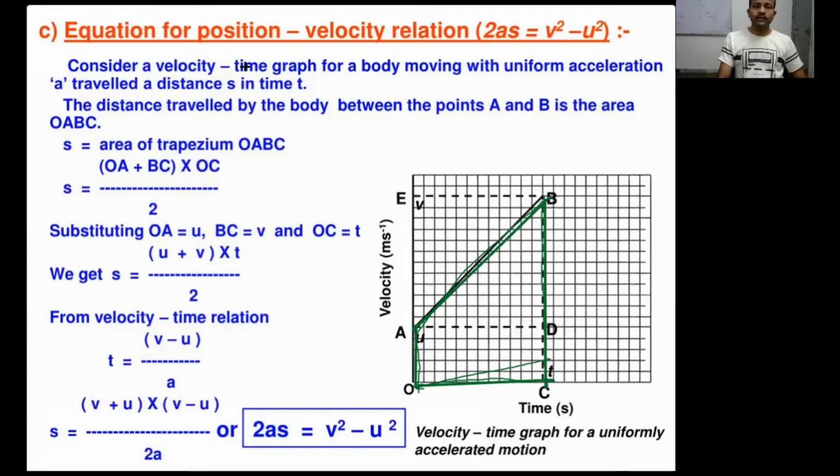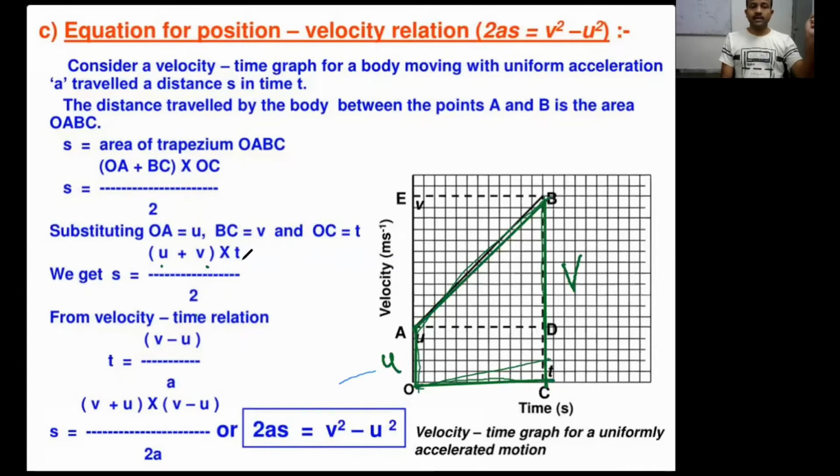Parallel sides here are OA and BC. What will OA give you? OA will give you the initial velocity U and BC will give you the final velocity V. So OA plus BC is U plus V by 2, and the gap between these two lines will give you the time, that is OC or AD, right? So what will you get here? S equal to U plus V by 2 into T, right?